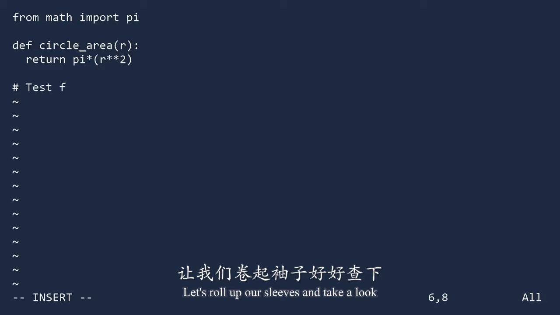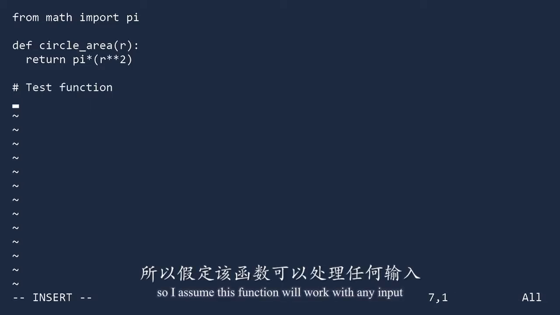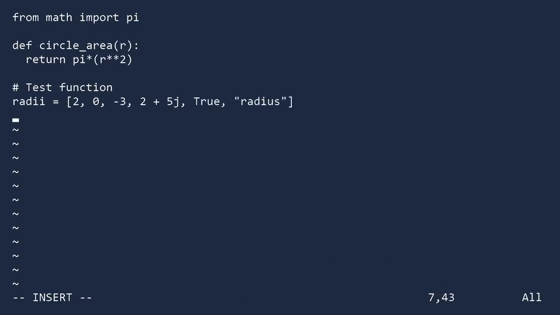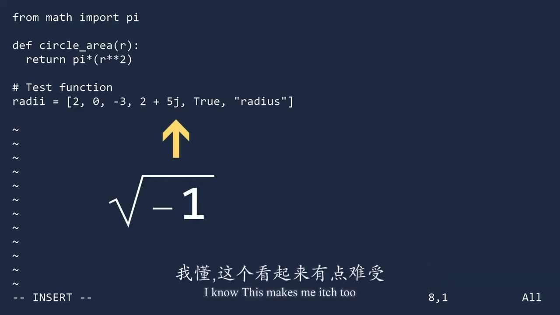Let's roll up our sleeves and take a look. I do not see a docstring, so I assume this function will work with any input. Let's test the values 2, 0, -3, 2 plus 5j, True, and the string "radius". Don't forget that j is the square root of -1 in Python. I know, this makes me itch too.